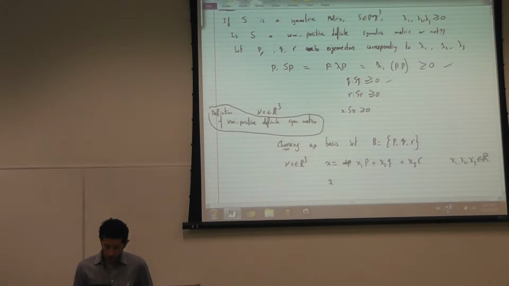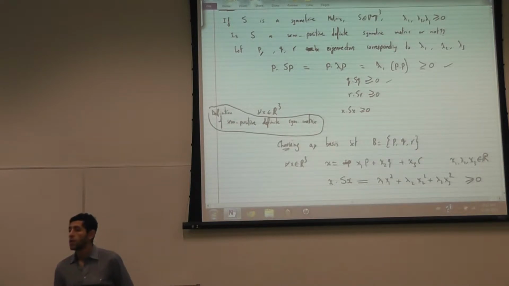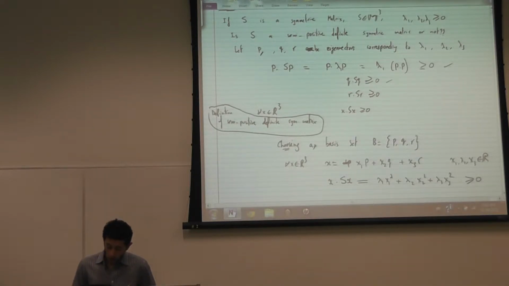Now try to take x dot Sx, and this you'll find will be equal to, assuming that P, Q, and R are unit vectors perpendicular to each other, lambda 1 x1 squared plus lambda 2 x2 squared plus lambda 3 x3 squared, which is always greater than or equal to 0. So if you've done up to here, you got 5 out of 10.